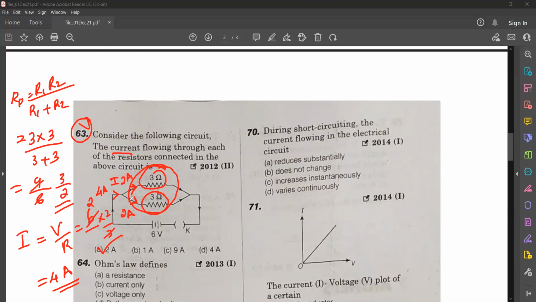Understood? 4 ampere current reaches this junction, divides into two equal currents. Why? Because two equal resistors are here. So that is 2 ampere here and 2 ampere here. Then they join and flow as 4 ampere. So through each resistance, there is a current of 2 ampere. So here the answer is 2 ampere.